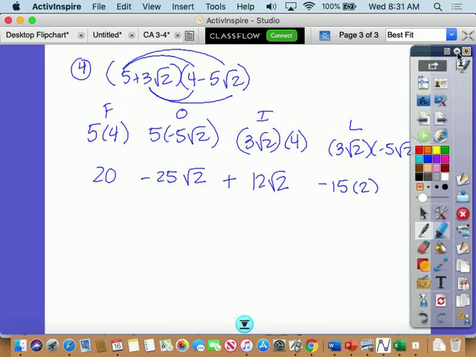So you have to be really careful when you're multiplying a square root by a square root. And then little intermediate step here. What is negative 15 times 2? Negative 30. And then we just combine our like terms. So 20 minus 30 is negative 10. And negative 25 square root of 2 plus 12 square root of 2 is negative 13 square root of 2. Any questions?